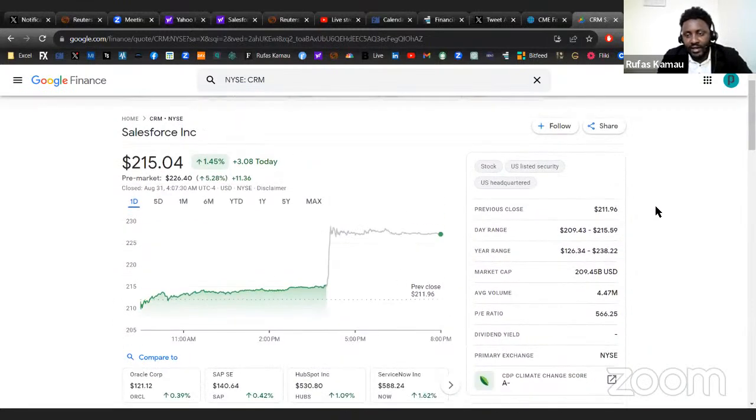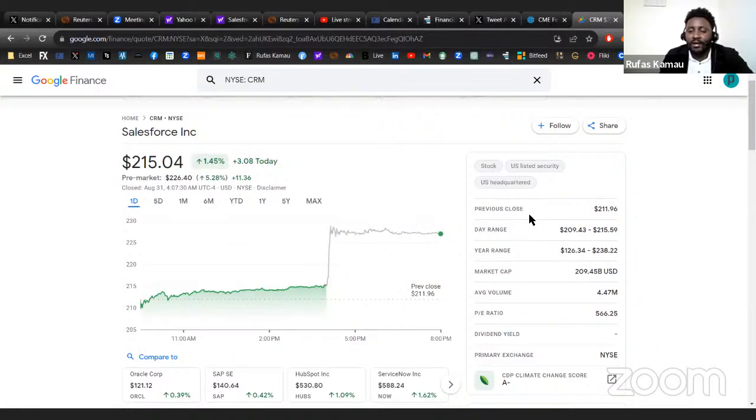So from the data that you can see here, the company reported earnings yesterday and immediately jumped 5.28% in aftermarket trading. The market closed at $215.04 per share. It was up 1.45% yesterday. But after the announcement of earnings, which was after the market close, the stock jumped to 226.40, which is 5.28%. So the opening price today will be much higher than the closing price yesterday.